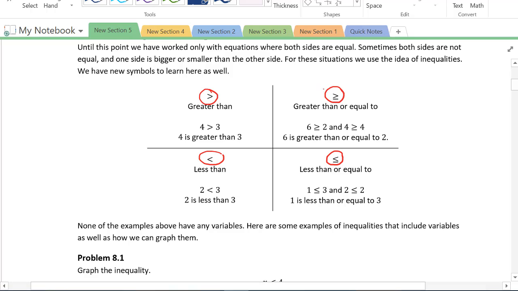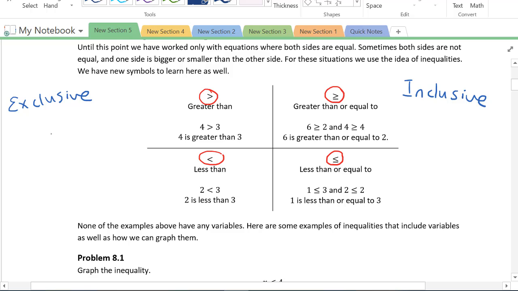If you have a line underneath the inequality, that means that it could be equal to. You'll notice that the difference between these groups is that one group has a line underneath and the other does not. So they're separated into two different categories. We have the exclusive, and then we have the inclusive.